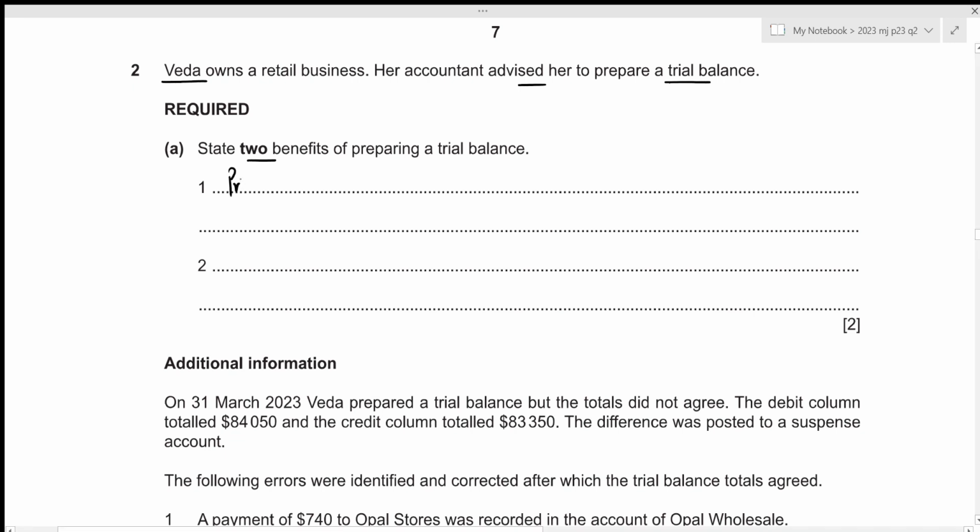Let's write it down. Provides a check on arithmetical accuracy of double entry.